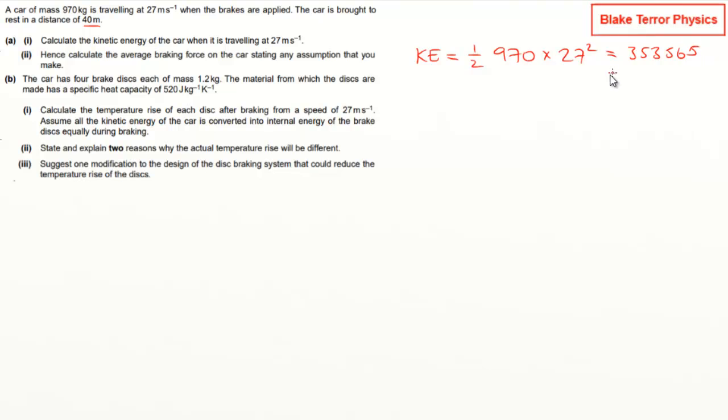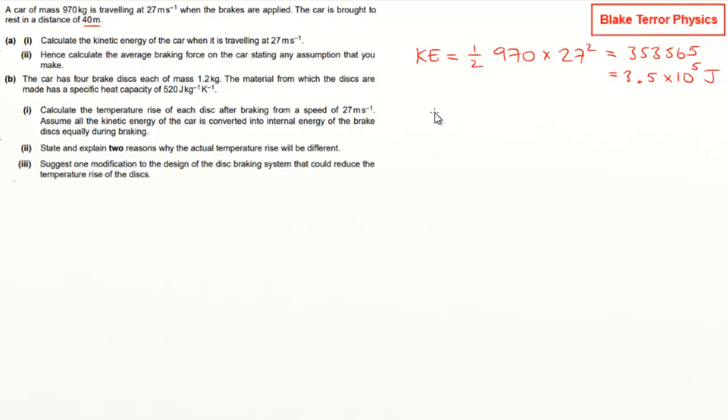353565. So we're still at two significant figures: 3.5 times 10 to the 5 joules. Hence, calculate the average braking force on the car. State any assumption that you make.